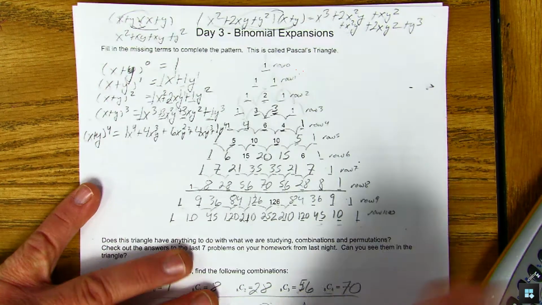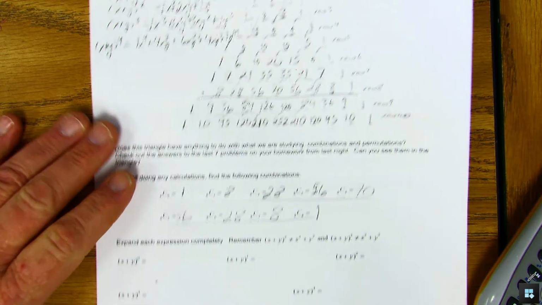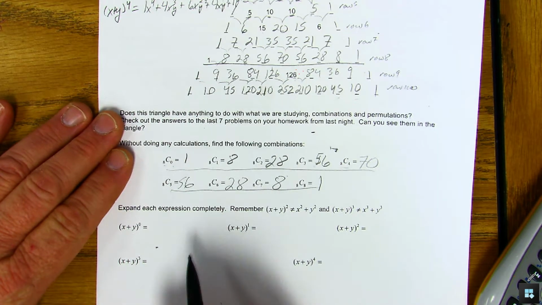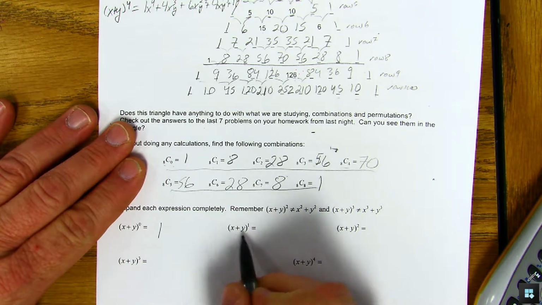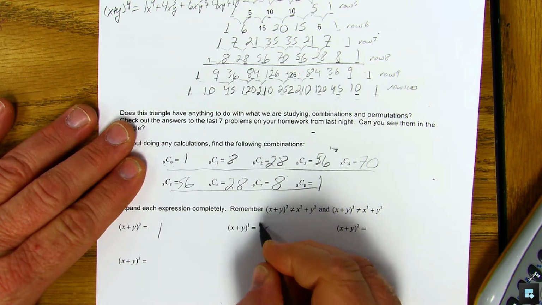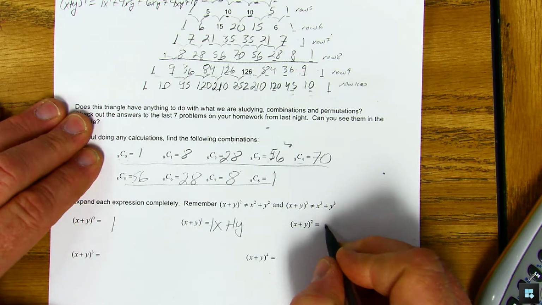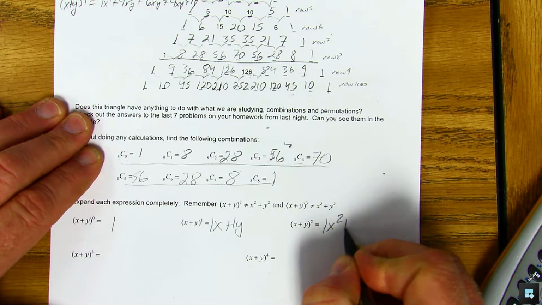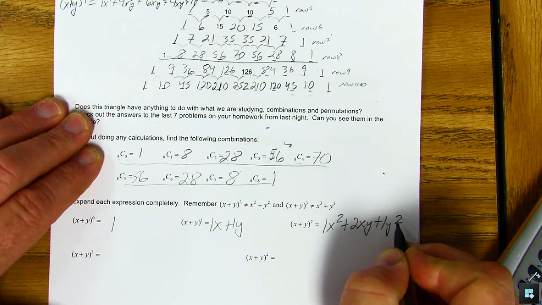Let's see how this thing works. I'm going to be done for right now, and I'm going to do another video that's going to expand some of these out. Actually, let's just do these really quickly down here. We just did them, if you remember correctly. This was 1, x plus 1y. That's going to be 1x plus 1y. The 2 was the 1x squared, the 2xy, and the 1y squared.